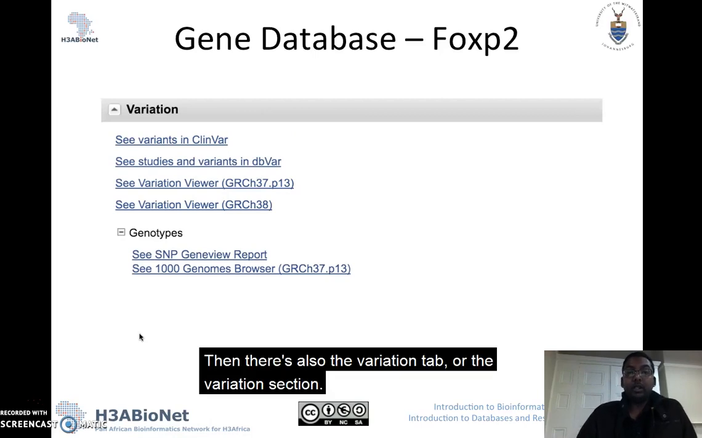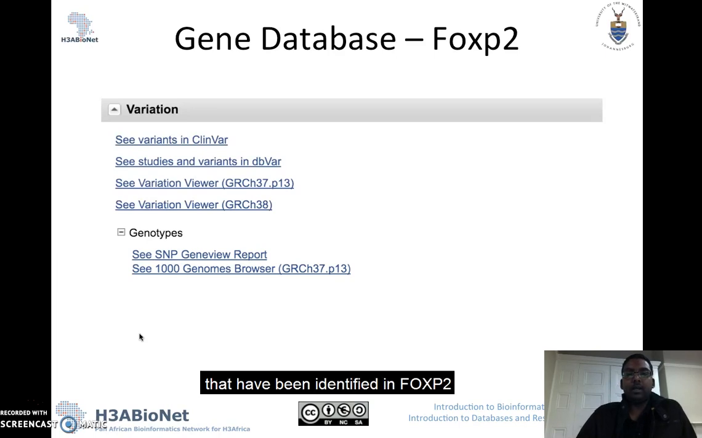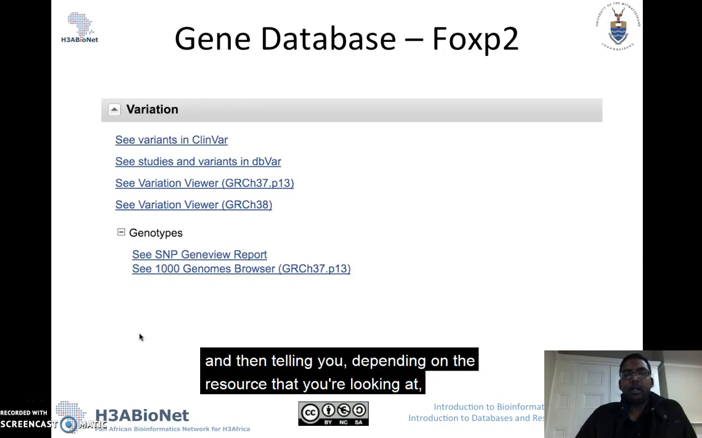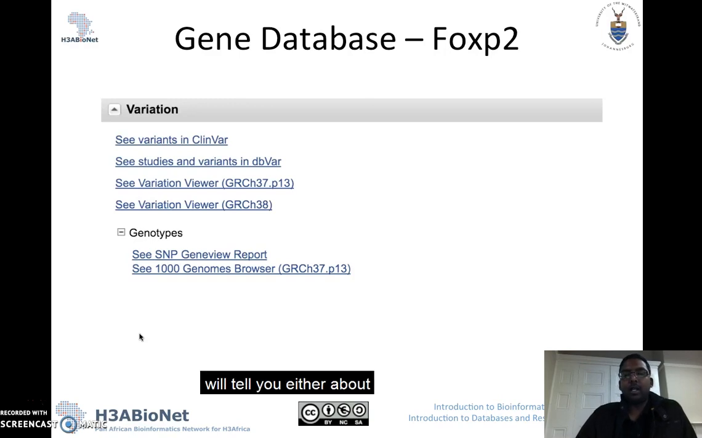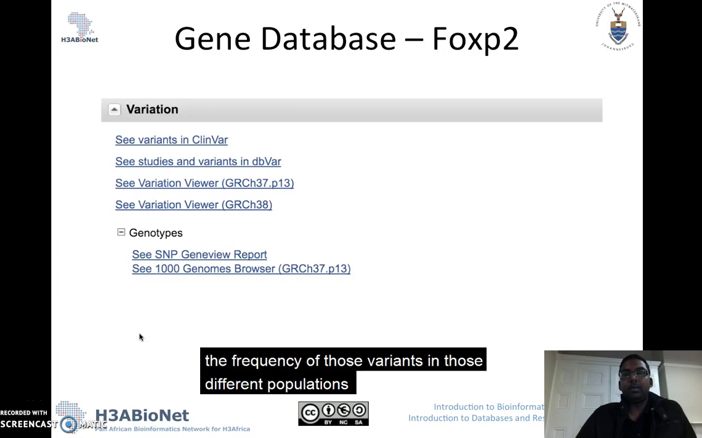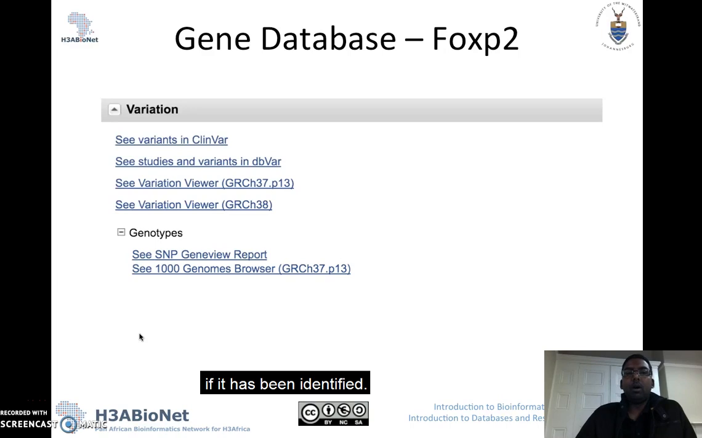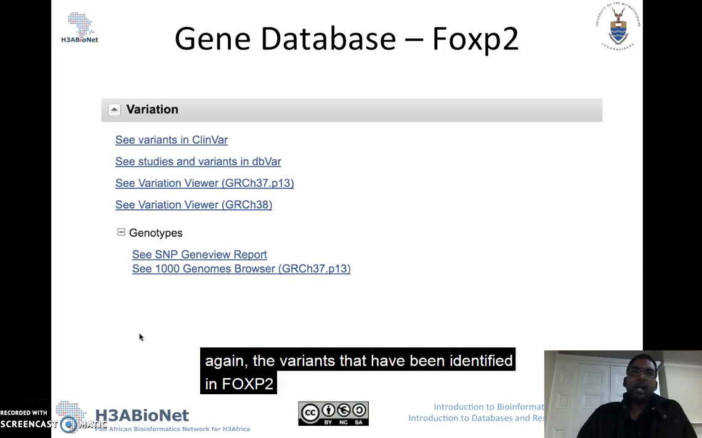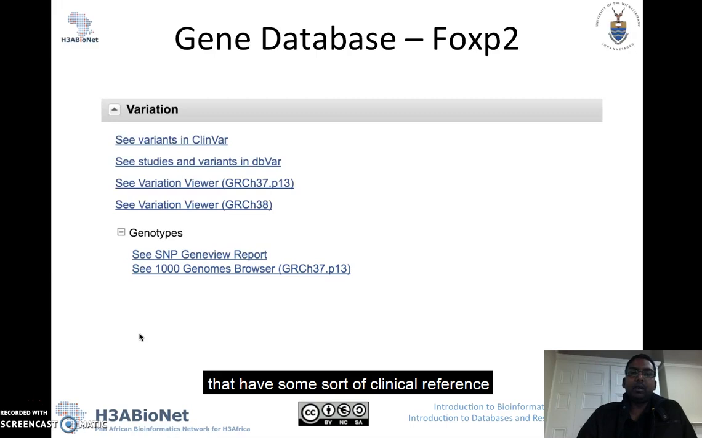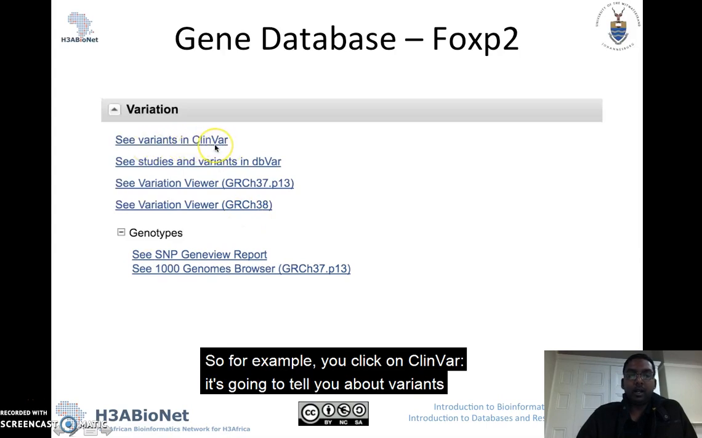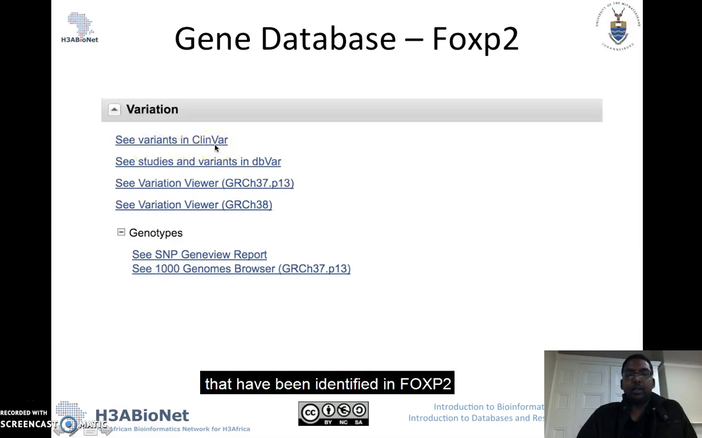Then there's also the variation section. This is the section where you'll be able to link out to resources giving you information about all the variants that have been identified in FOXP2. Depending on the resource you're looking at, it will tell you either about the frequency of those variants in different populations, or about variants that have some sort of clinical association or impact. For example, if you click on ClinVar, it's going to tell you about variants identified in FOXP2 and their clinical associations.